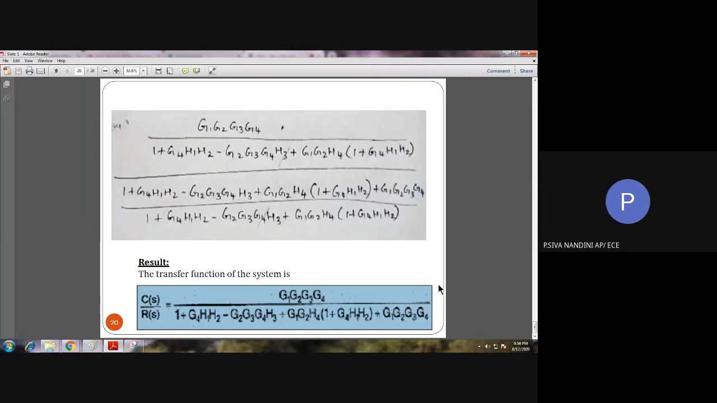Okay, clear? So in today's class we have seen a few problems on the block diagram reduction technique. Using that technique we found the transfer function. Okay, thank you.